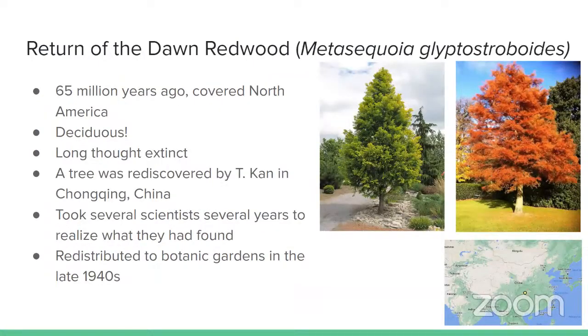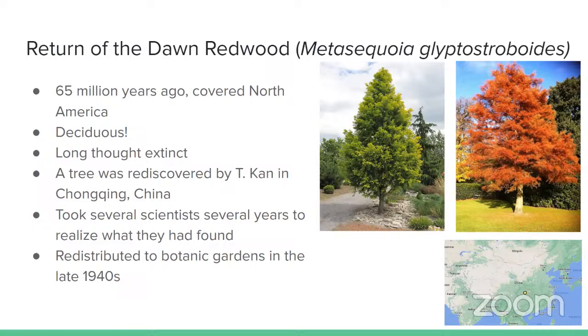Another fun tree story that I always really like. The Dawn redwood is a plant formerly known as Metasequoia glyptostroboides. 65 million years ago, it was kind of everywhere. It covered North America. It's cool as a conifer, partially because it's deciduous. I don't think it's the only deciduous conifer, but it's a prominent example, and it's not true of most of our conifers, which are evergreen. So you can see how it changes color in the fall, and then it will lose its leaves.